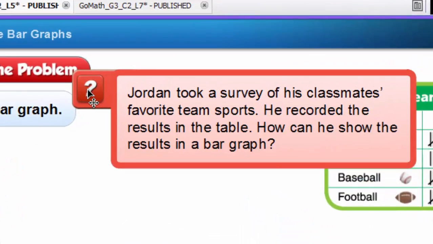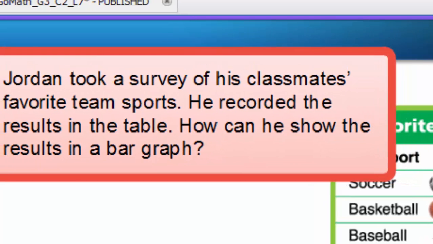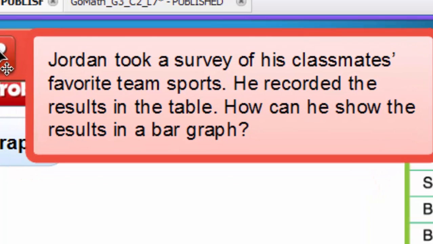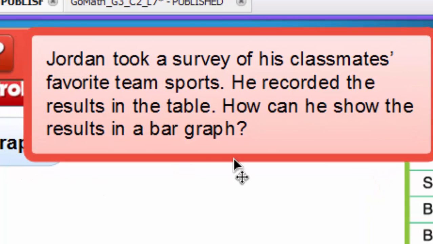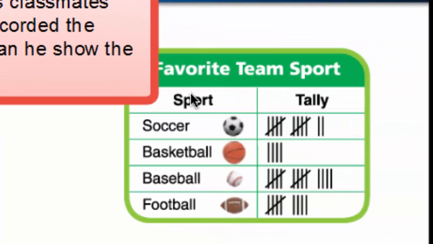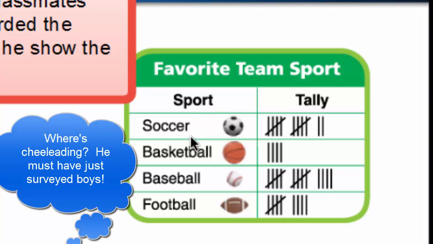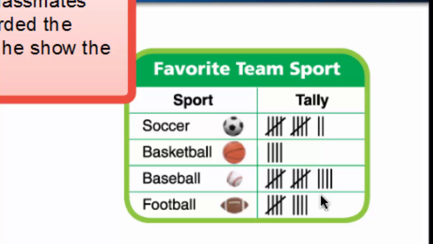Let's read our problem. Jordan took a survey of his classmates' favorite team sports. He recorded the results in the table. How can he show the results in a bar graph? First of all, let's look at the data. Here we have favorite team sport. We have the sport. He gave them the option of soccer, basketball, baseball, and football. And then we can see by the tally marks how many students voted for each of these sports.